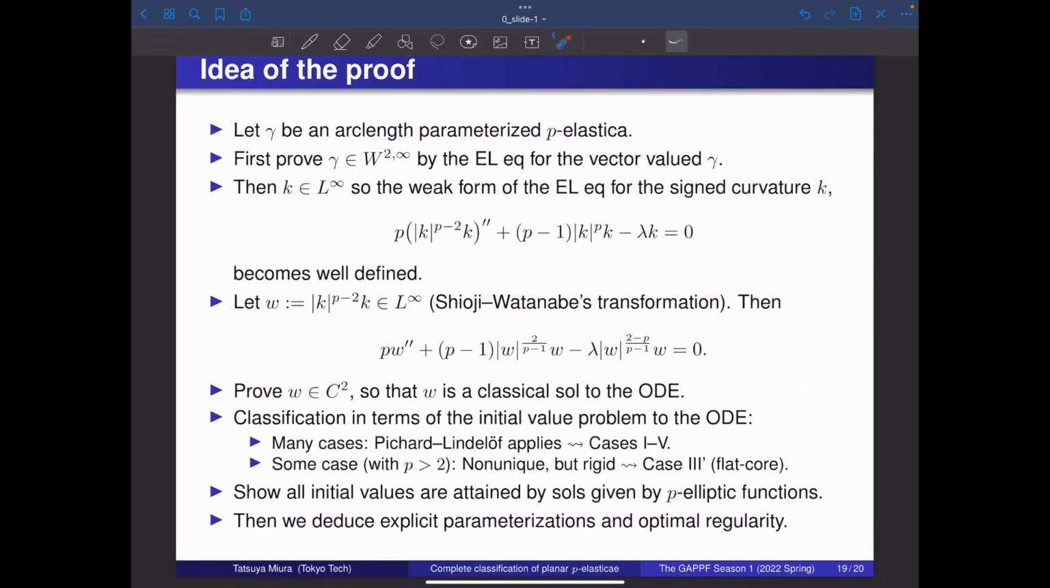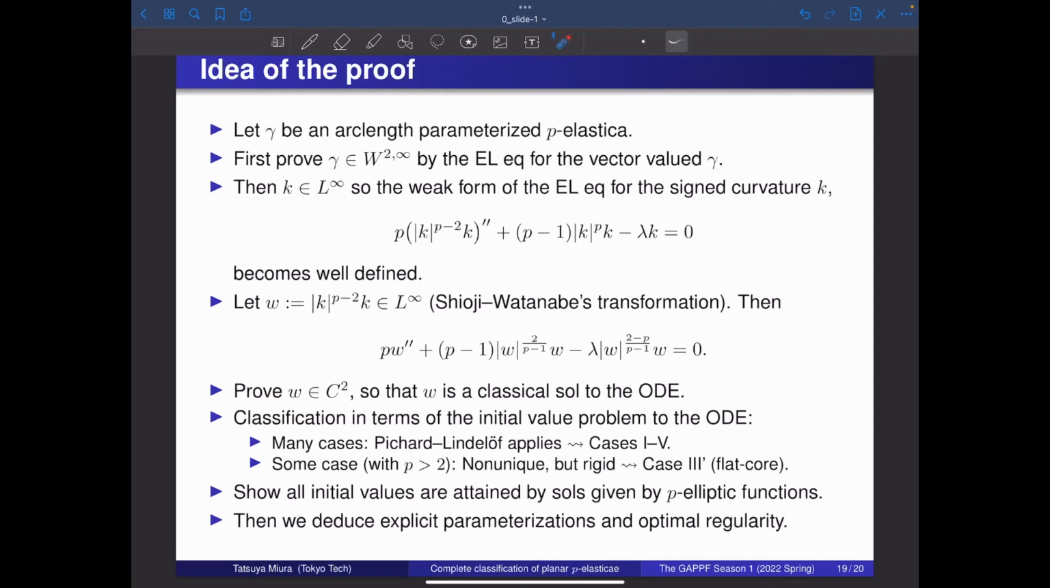Okay, so finally, I briefly explained the main idea of the proof. I just briefly mentioned the whole picture of the argument. First, let gamma be an arclength parameterized planar p-elastica. Using the weak form of the Euler-Lagrange equation for the vector-valued function gamma, we first proved that gamma is of class W^{2,∞} at least. So it's a kind of soft regularity.